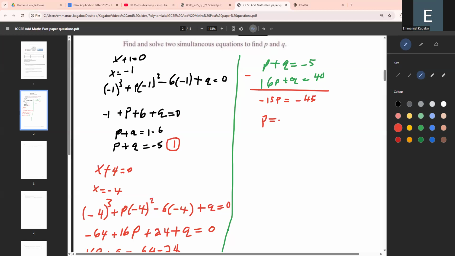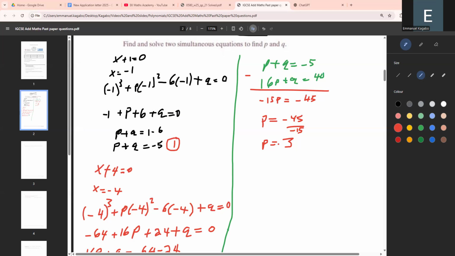So P will be equal to minus 45 over minus 15. So P is equal to 3. Okay, I hope you have understood. If you have not understood, just write in the comments, then I will explain again, okay? I'll get back to you. I enjoy teaching mathematics any day, anytime.